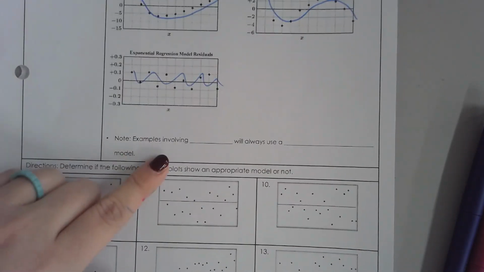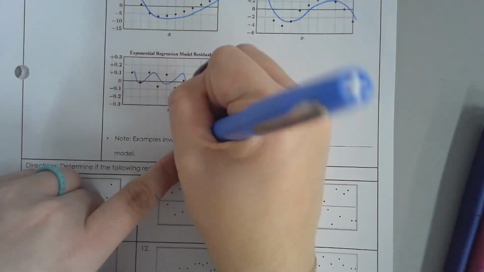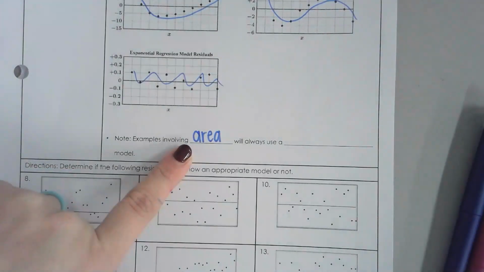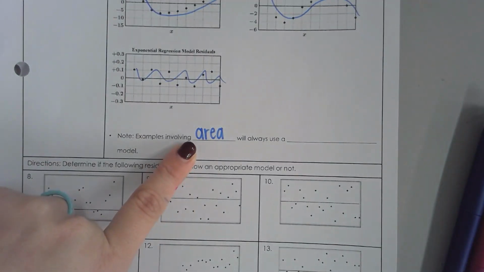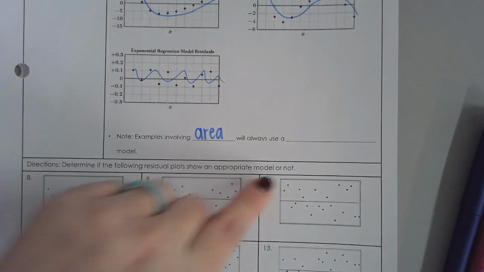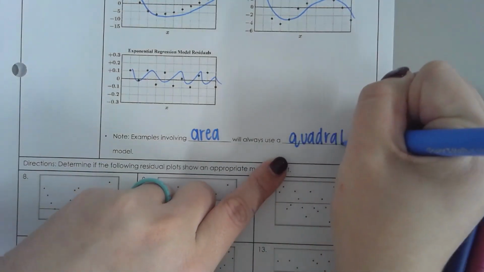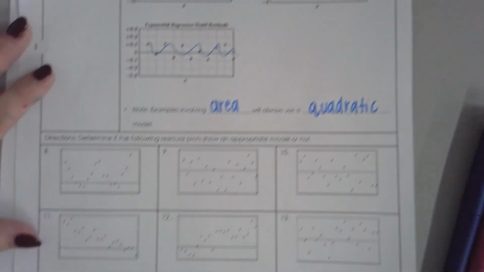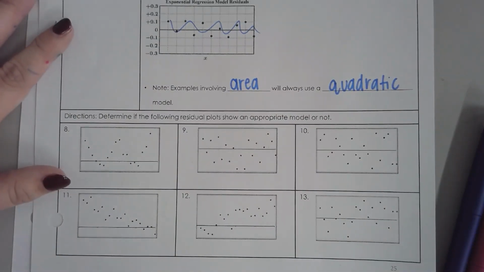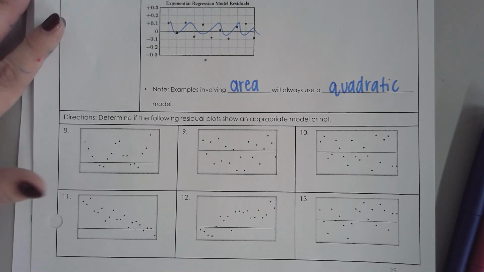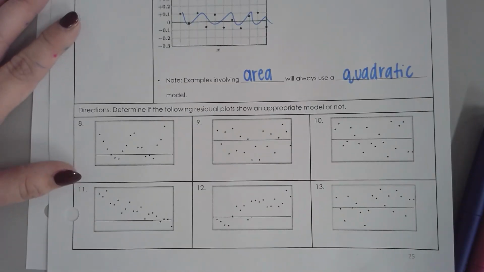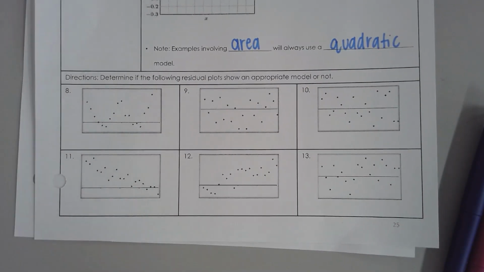Now, if you have examples involving area, here's a quick tip: if it says anything about area, it's going to be quadratic, because with area your units are squared. So quadratic is squared.